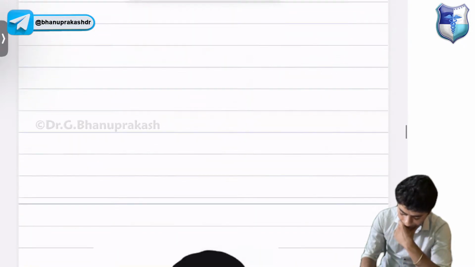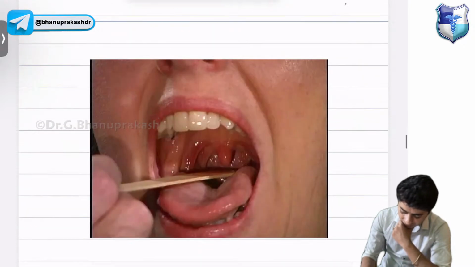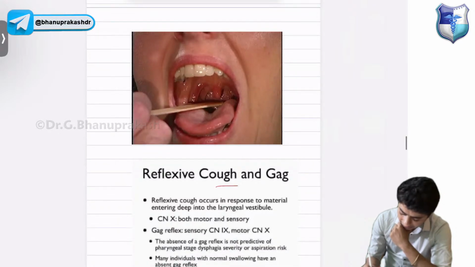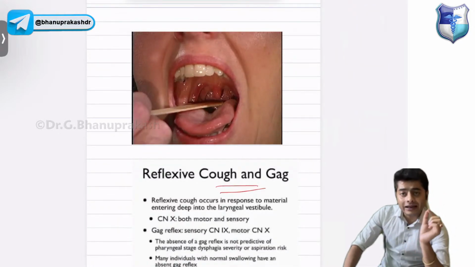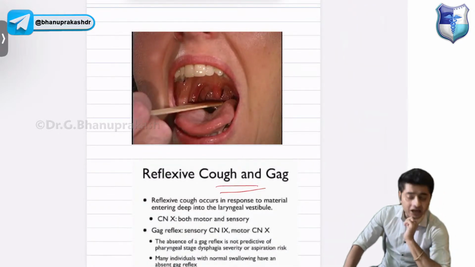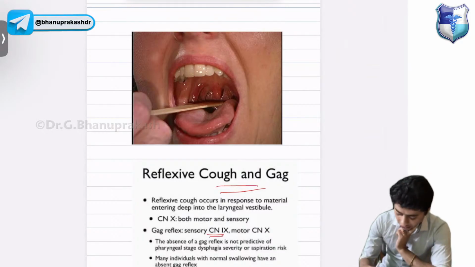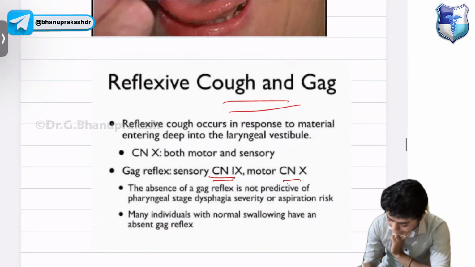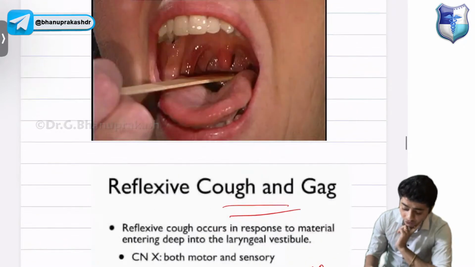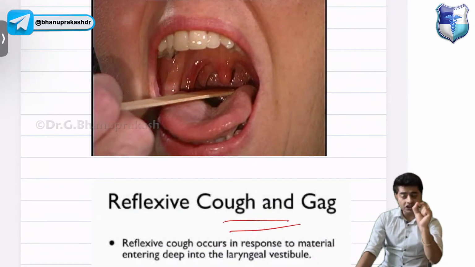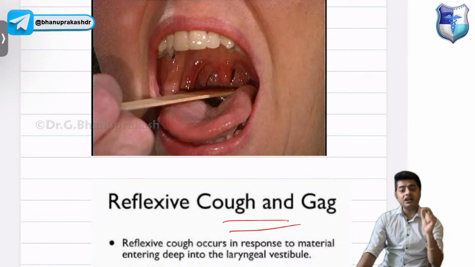So, see, it starts with your gag reflex. This is your gag reflex, which is by 9th and 10th cranial nerves. Your 9th is sensory and 10th is motor. So, when you are touching the posterior pharyngeal wall, there will be a sudden cough.